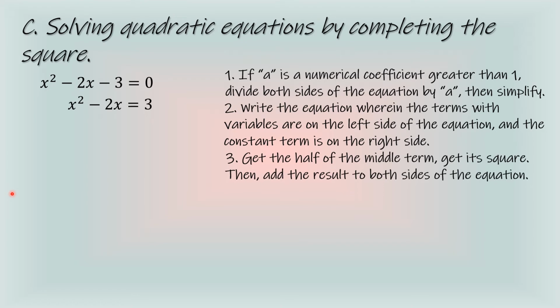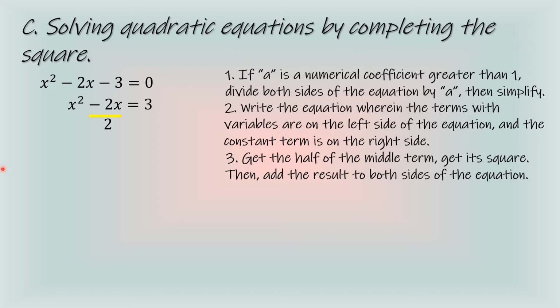Okay, third step is to get the half of the middle term, get its square, then add the result to both sides of the equation. So, isa-isahin natin yung third step. Una, sabi dyan, get the half of the middle term. So, since ang middle term natin dito ay negative 2, let us get the half by dividing negative 2 by 2. Again, palagi po siyang positive 2 yung denominator kasi sabi dyan ay half or kalahati ng negative 2.